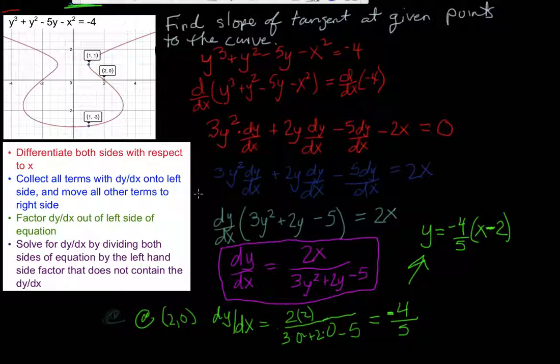We're going to get all the dy/dx's to the left side, everything else to the right side, and that's why we brought the 2x to this side. We're going to factor out the dy/dx, and then divide by the factor on the left side that doesn't contain the dy/dx to get the rule that will give us the slope of the tangent at any point on that curve.